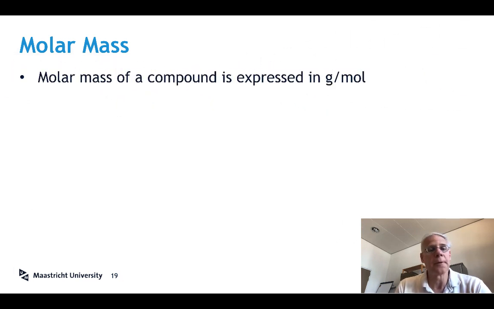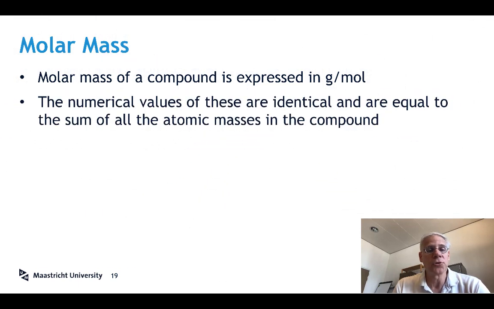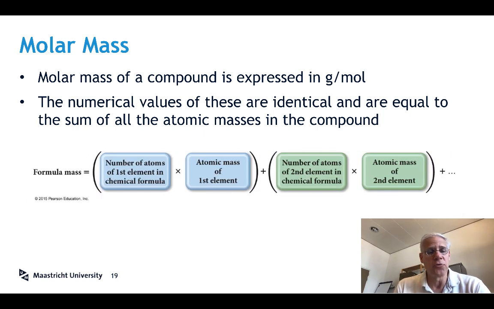Now, for molar mass, we express our molar mass of a particular compound in units grams per mole, just like we did for an element. And what we can do is just take the mass of all of the elements that are present in a compound and realize that if we just add up all of the molar masses of all of those elements, then we can get the total for a particular compound. So what we do is take the number of atoms of the first element times its atomic mass from the periodic table plus number of atoms of the second element times its molar mass. And we just do that until we've calculated in all of the different elements that make up a compound. And once we do that, we end up with the molar mass of a compound.